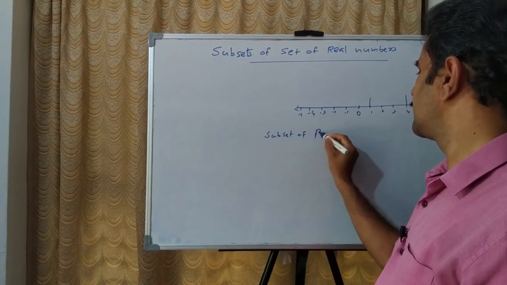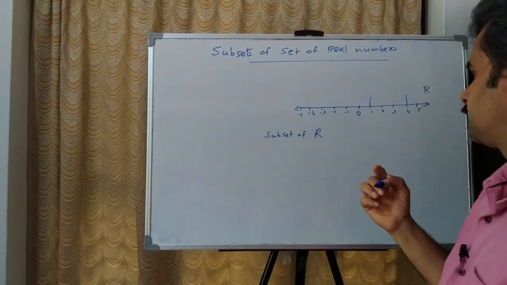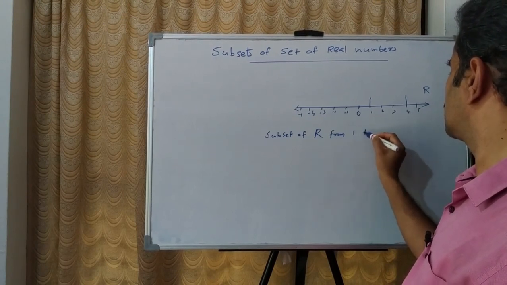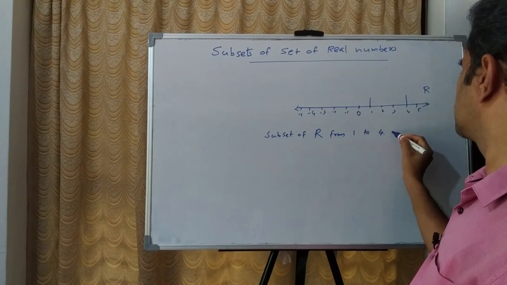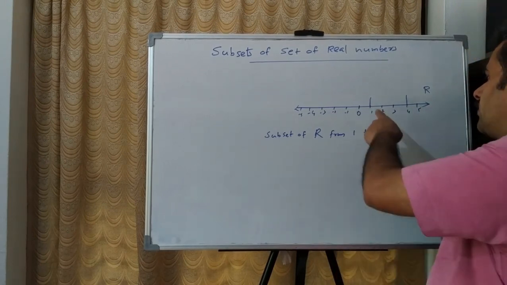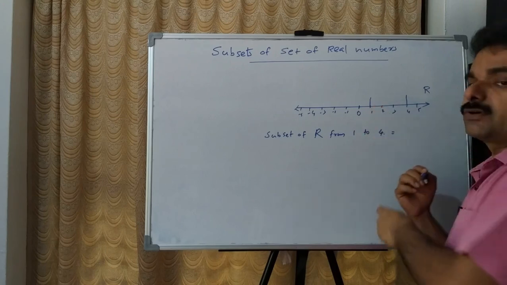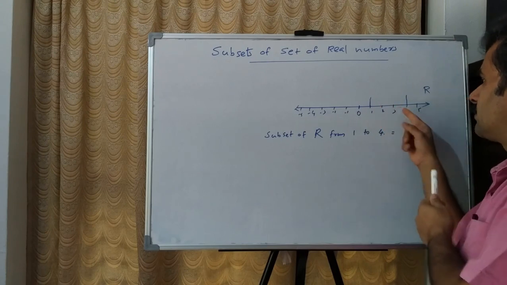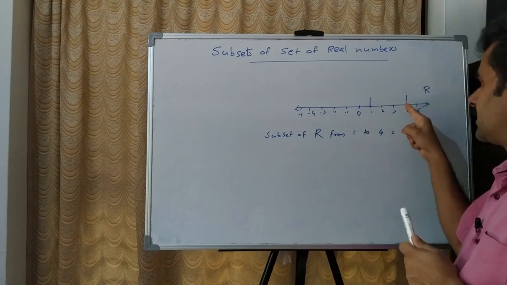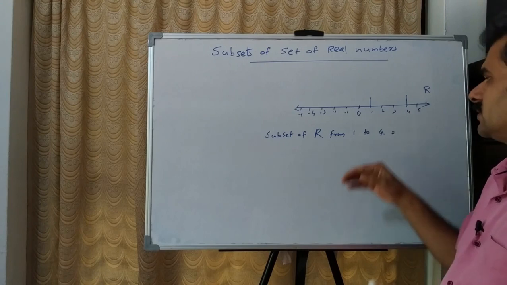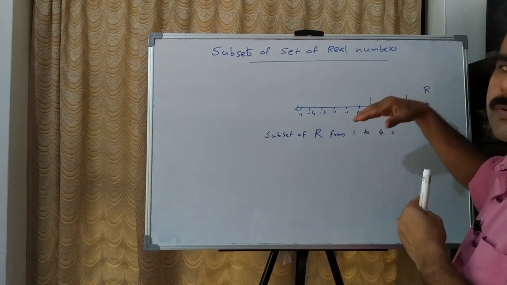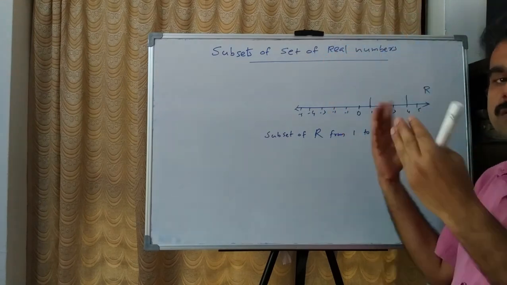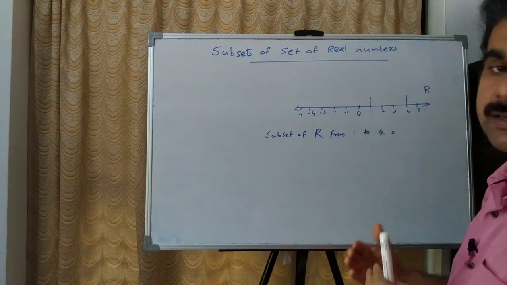Subset of real number set are from 1 to 4. So 1 to 4 means 1.0000001, 1.00002, etc., up to 3.9999999, then 4. So there will be uncountable numbers. We cannot even imagine it, so many big numbers, large numbers, uncountable numbers, an infinite set.